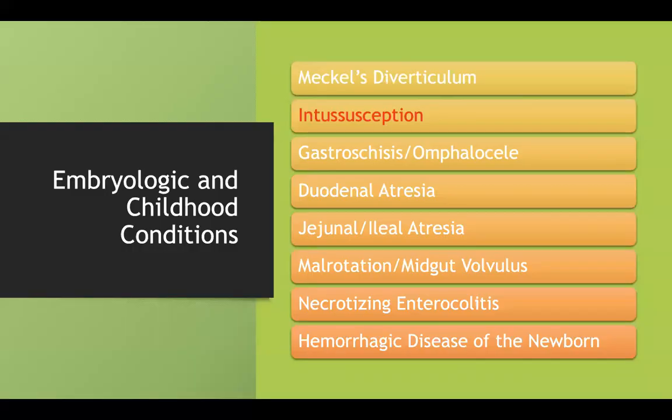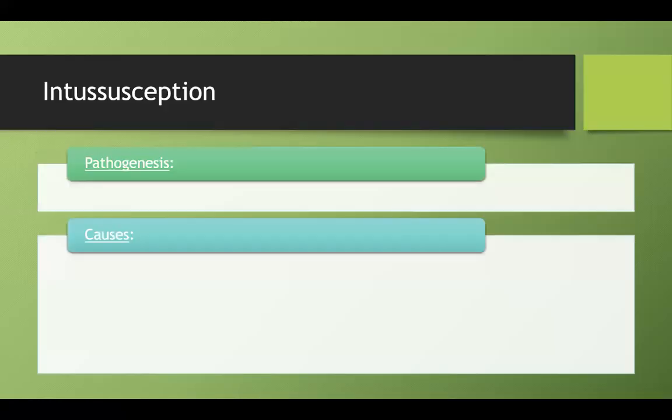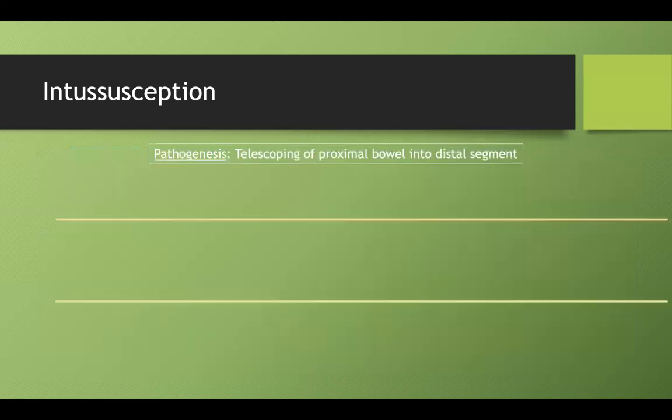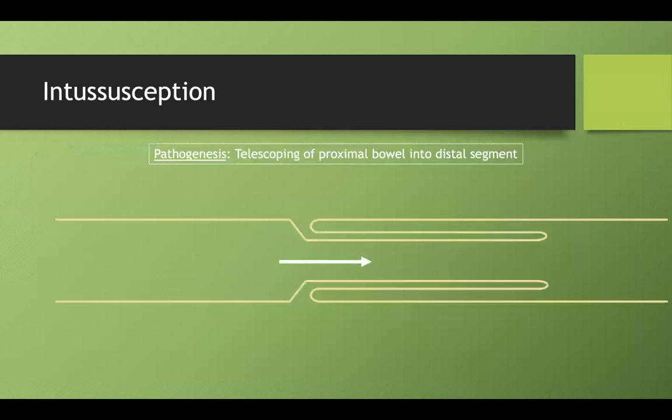The next embryologic condition I want to discuss is intussusception. This is caused by telescoping of the proximal bowel into a distal segment. It's where this section goes into this one and leads into this.